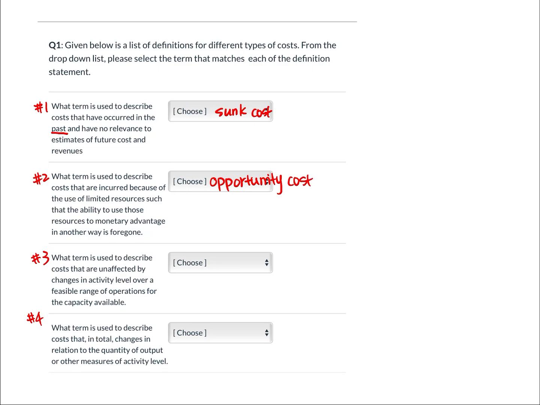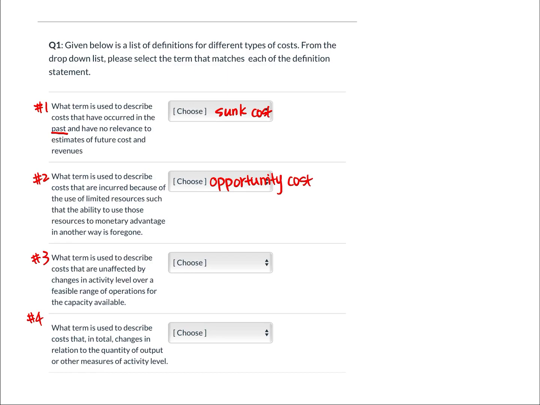Let's move on to number 3. What term is used to describe costs that are unaffected by changes in activity level over a feasible range of operations for the capacity available? So what it means is, no matter what your activity level is, no matter how many products you produce, that cost stays the same. It's unaffected. Okay, so think about that for another 5 seconds.